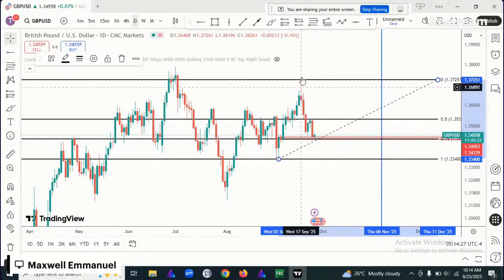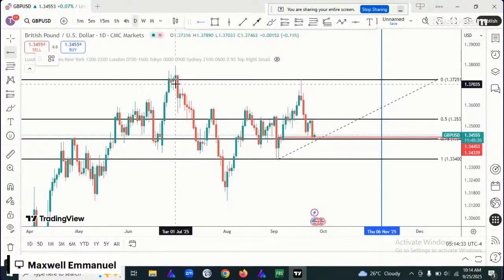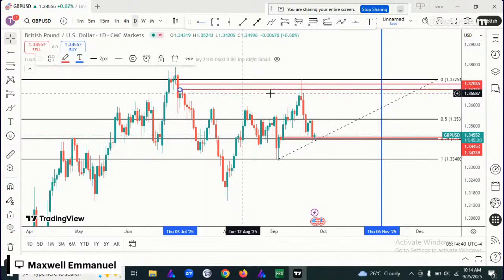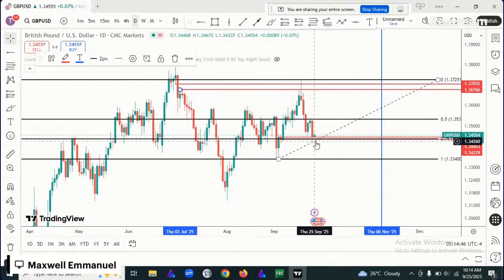After the formation of this shooting star, you can see that this shooting star was used to come and fill this fair value gap. Can you see this fair value gap here? So you would have sold GBP USD after the formation of this shooting star. If you had missed this, you can't sell at this point.